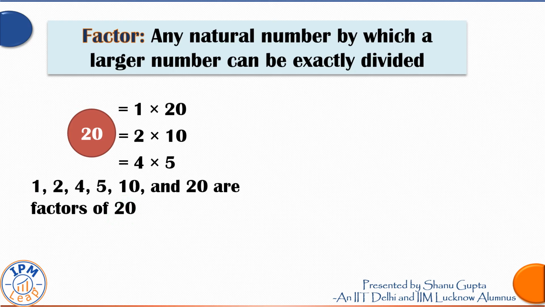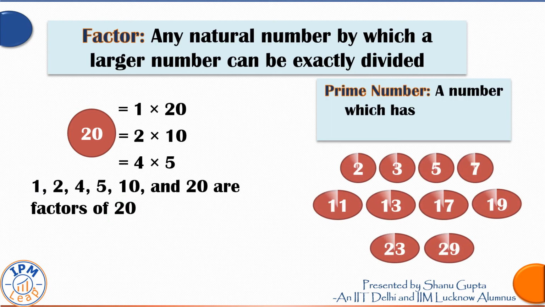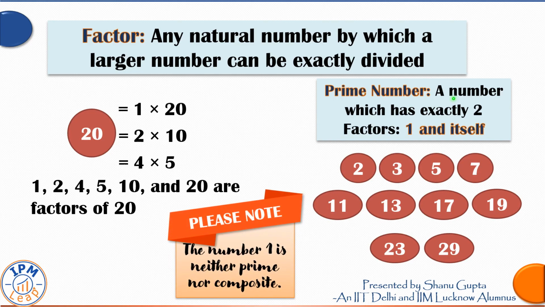Then comes the term prime number, which is important for understanding this topic. A number which has exactly 2 factors, 1 and the number itself, is called a prime number. This is the list of all prime numbers that are less than 30. I am sure we just need a cursory revision because we have studied these terms in earlier classes.